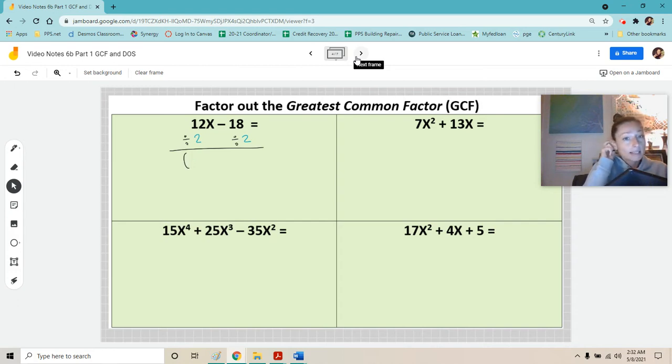And so what I'm going to end up with is 12x divided by 2. That's 6x. And then negative 18 divided by 2. That's minus 9. Well, I have to do something with that 2 that I just pulled out. So I just put it in the front here. So now I look and I see, is there anything else in this parentheses that I just made that can be pulled out? Anything else that they can both divide by? Well, 6 and 9 can both be divided by 3. So I'm going to try dividing everything by 3.